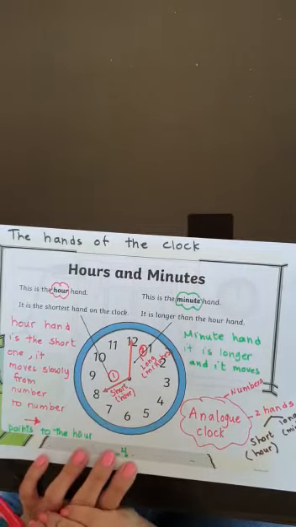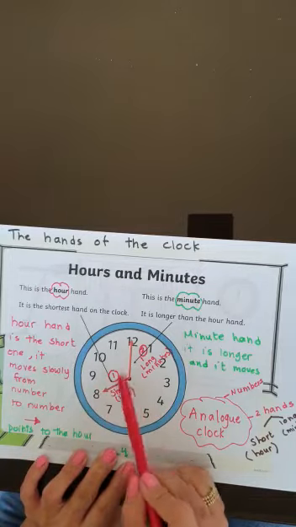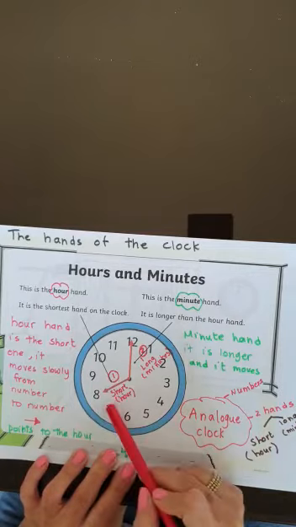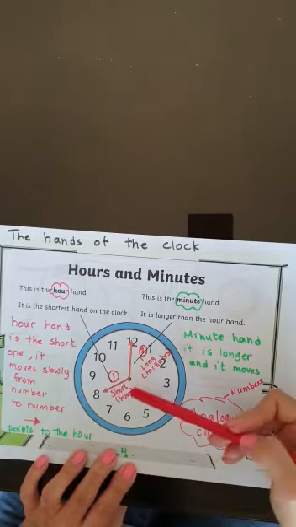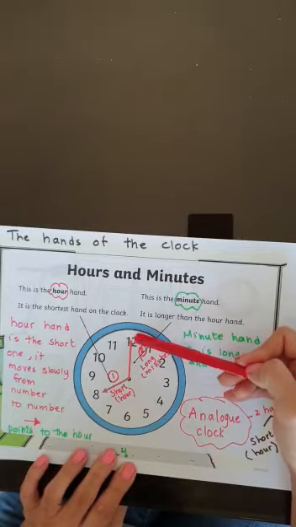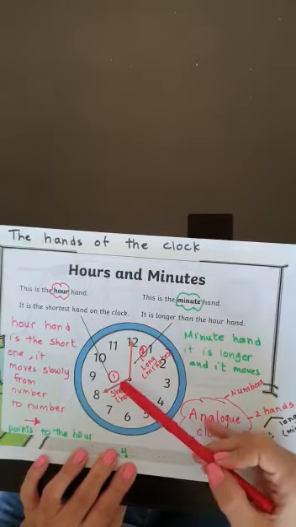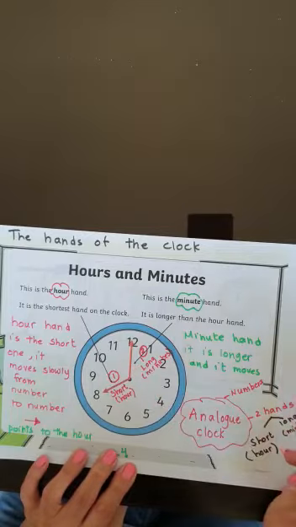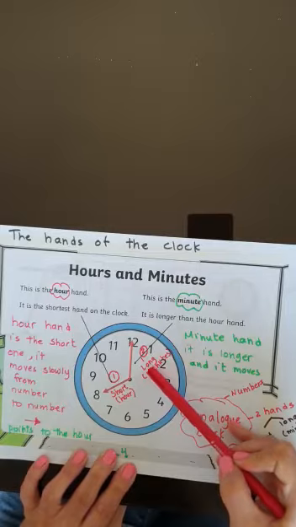Now, grade 1, let's give them names. Before we give them the names, what do you notice about them? How they are different. If you look at the first hand, you notice that it is short. If you look at the second hand, you notice that it is long. So now I can call the first hand the short hand, and the second hand I can call the long hand.